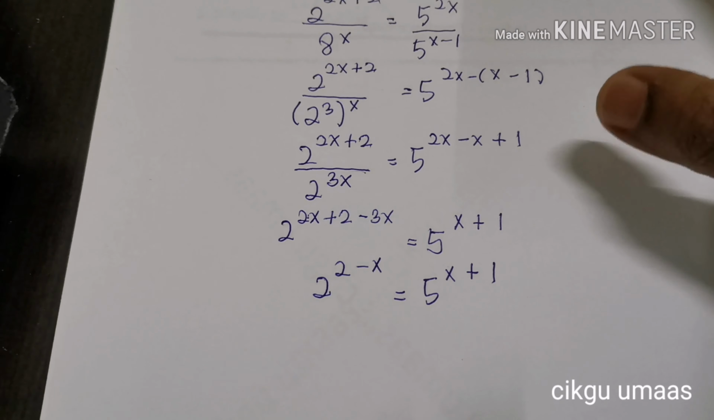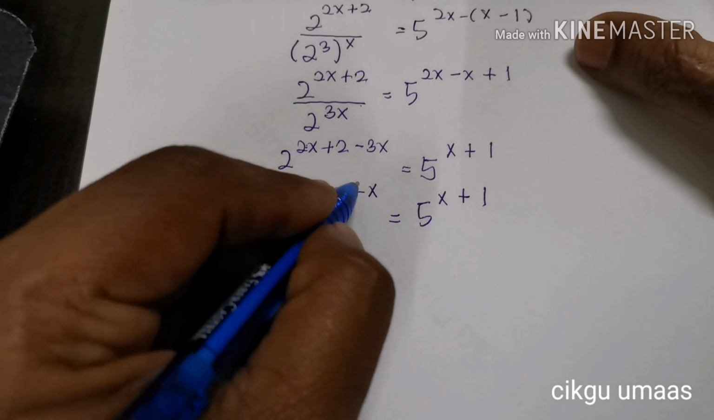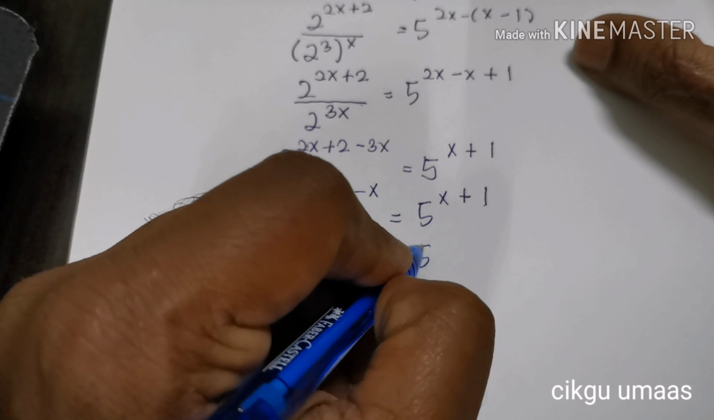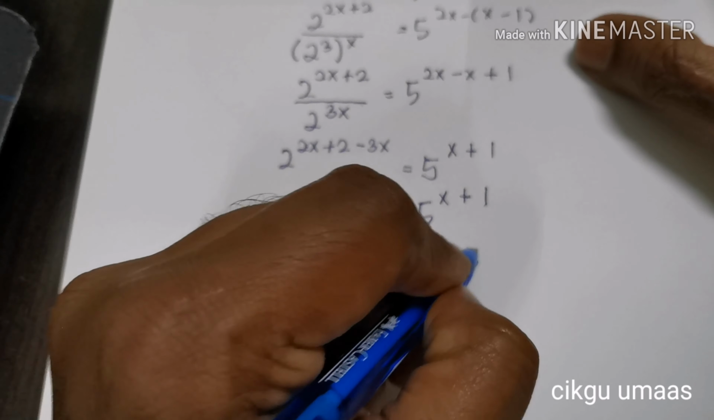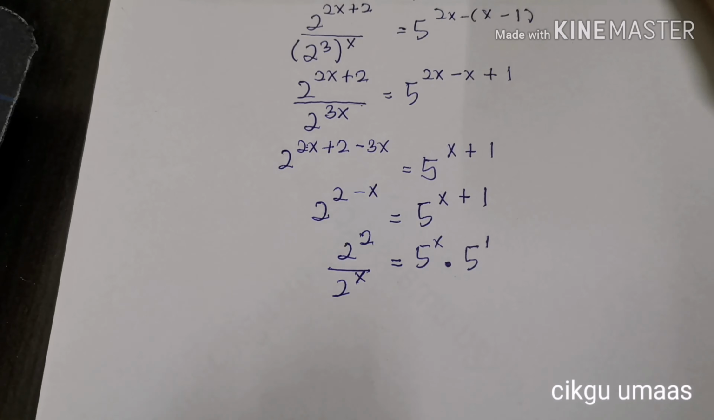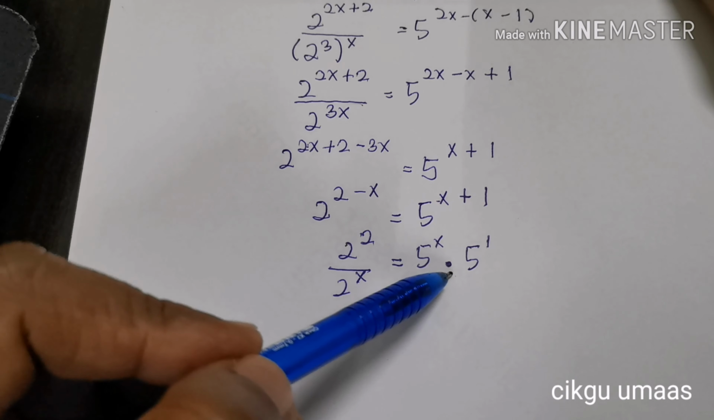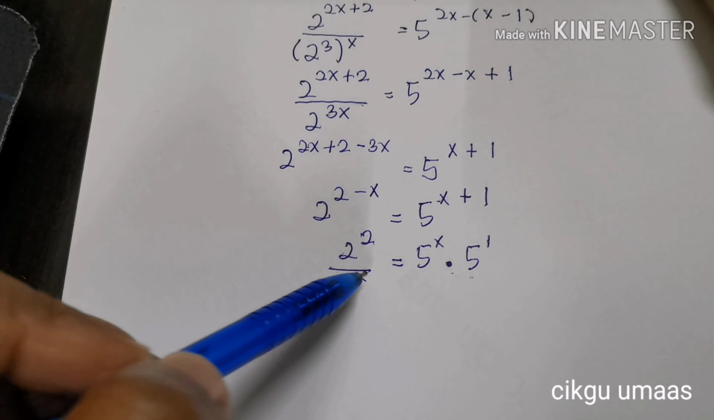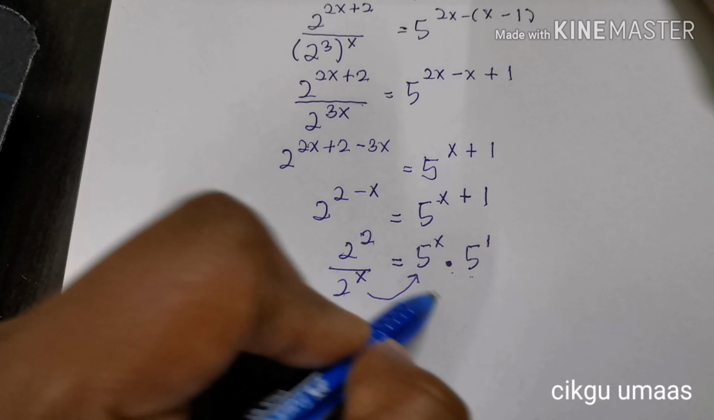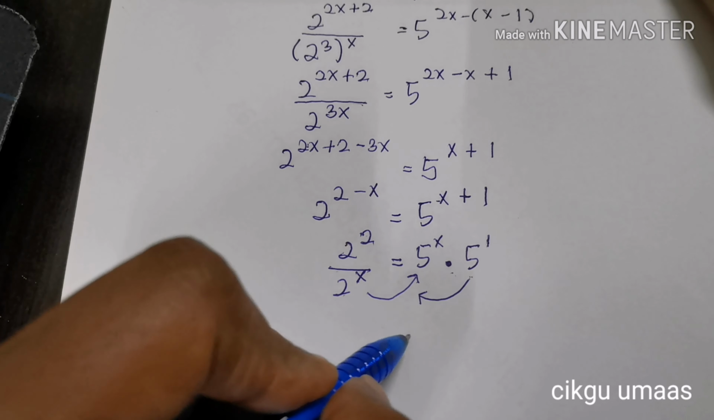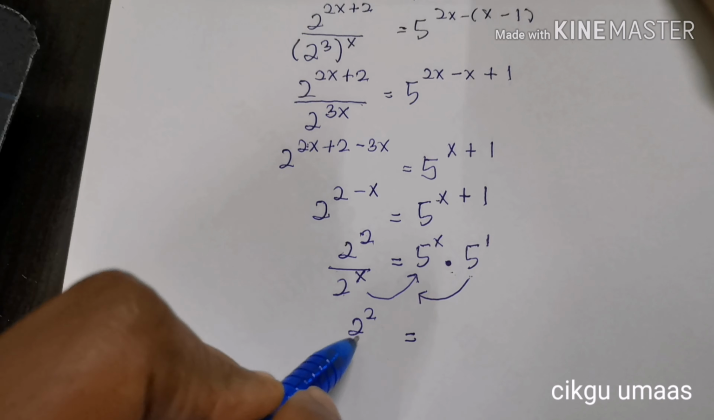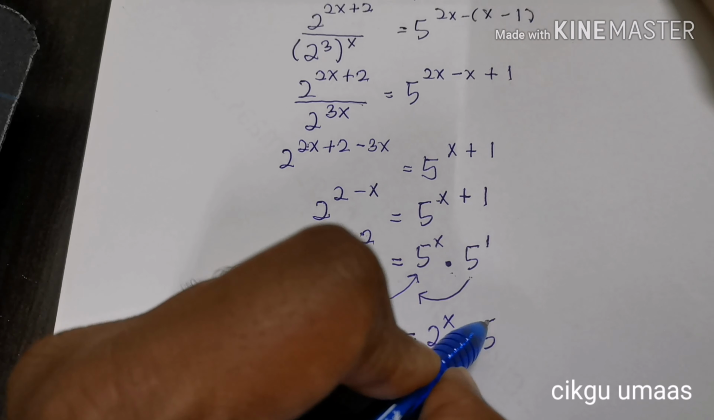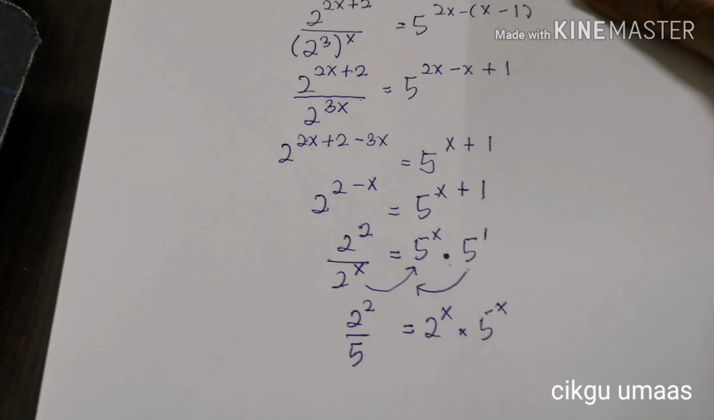Okay, now we use what is called the backward method on this part. Minus is another way to write this is divide, and plus another way to write this is times. This is called the backward method of indices. That means I know x plus 1 is actually 5 power x times 5 power 1. 2 to the power of 2 minus x is actually 2 power 2 divide 2 power x. So what I'm going to do, I'm going to move this up, and I'm going to move the 5 power 1 to my left. So I'm going to get 2 power 2 divided by 5 equal to 2 power x times 5 power x. Okay, done with this.